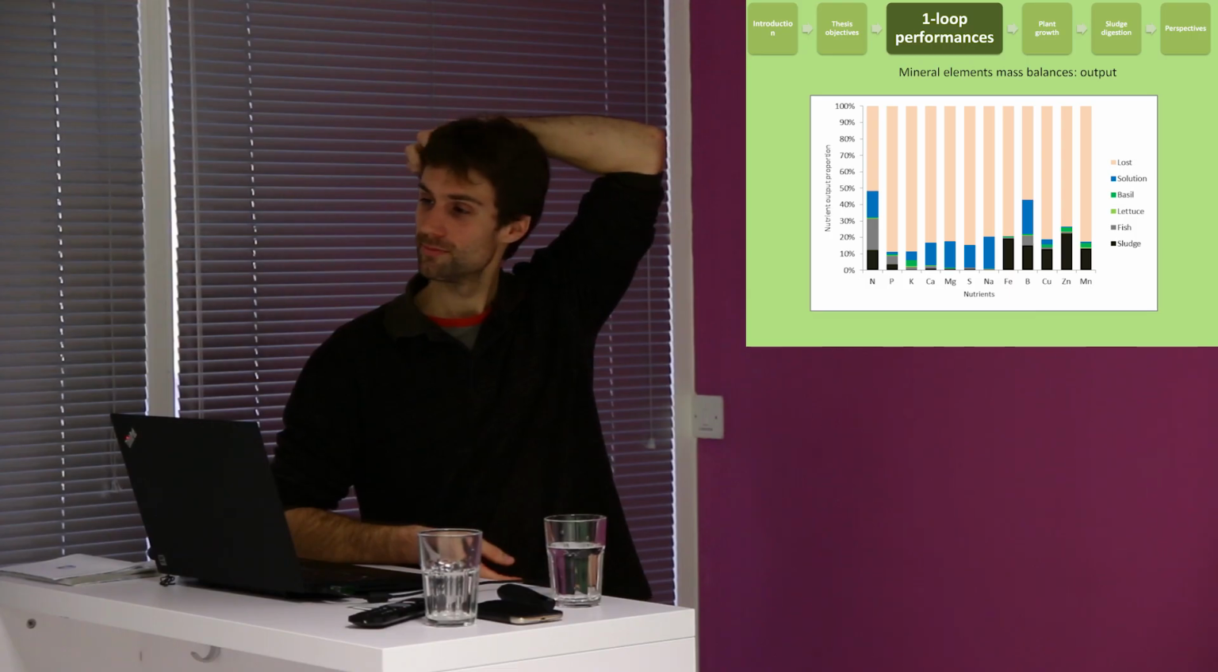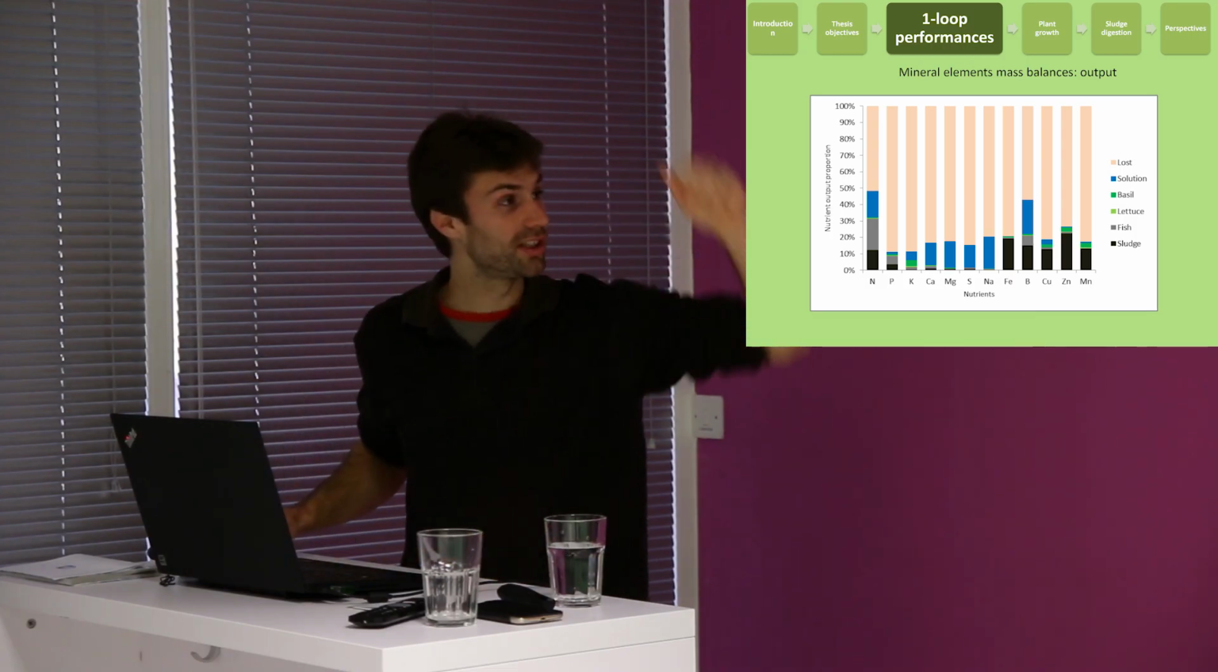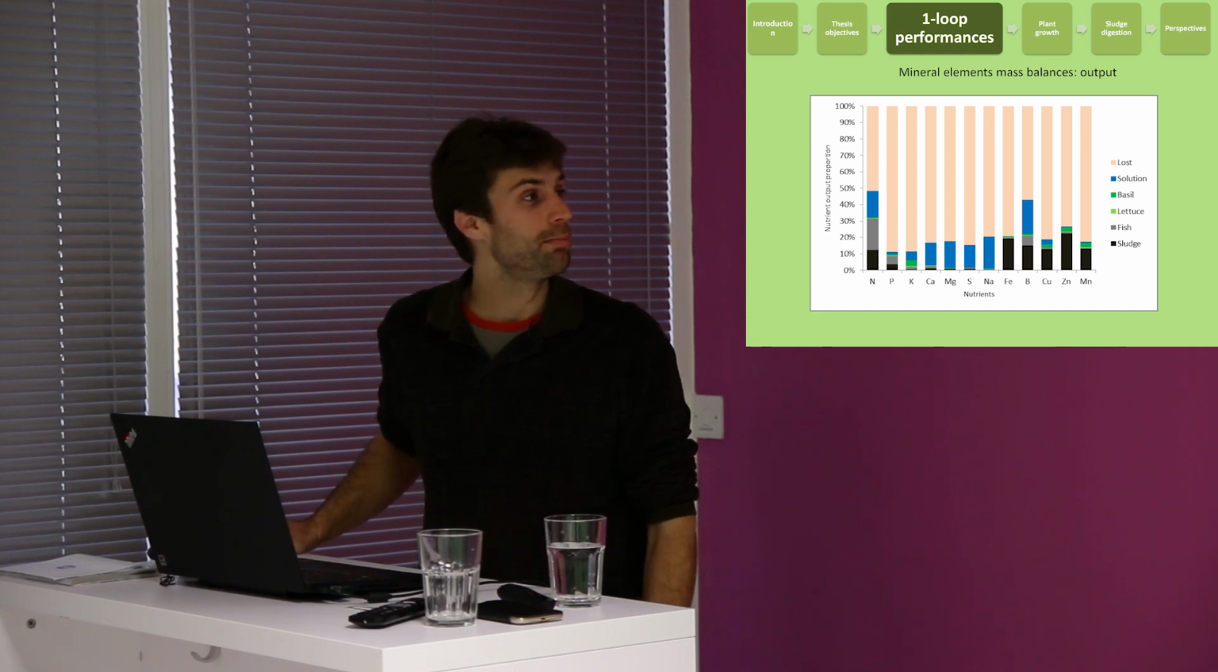So it's all in the sludge? Where does it go? The sludge is in black here. So we can see that phosphorus, nitrogen, and all micronutrients were accumulating mostly in sludge. Okay, that's the main information.